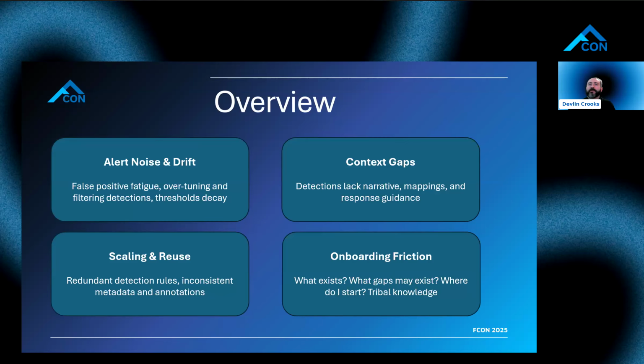Redundant detection rules, inconsistent metadata, and annotations are often symptoms that detections have over time when they're just not managed well. There's not a great place to centralize them. And then there's onboarding friction. What detections exist? What gaps do I have? What data sources? How do I respond to my alerts? Where do I start? And the issues that tribal knowledge typically brings over time.